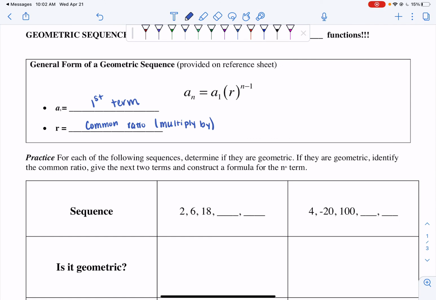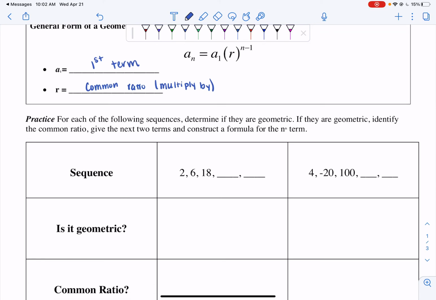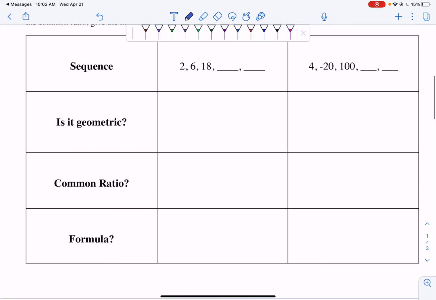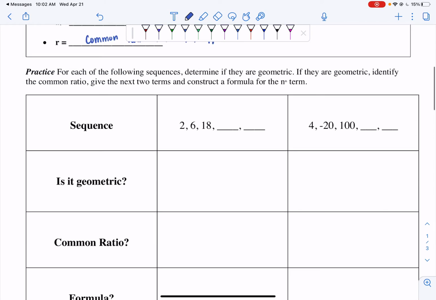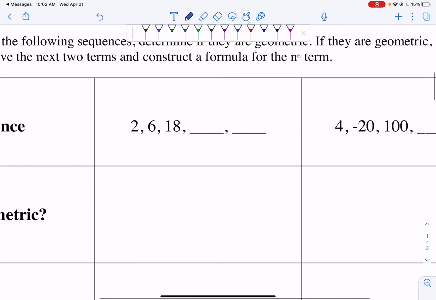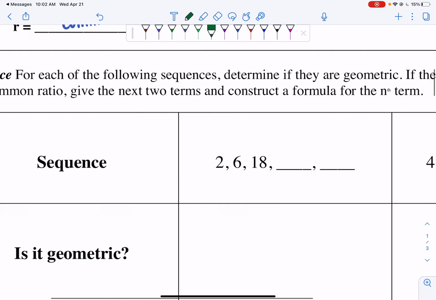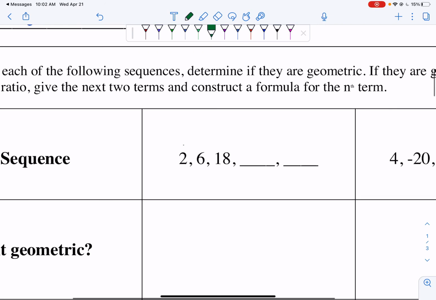So if we look at these two examples, we're given two sequences and we want to find the next two terms. We want to figure out, is it geometric, what the common ratio is, and our formula. So if we look at the first sequence, we have 2, 6, 18. When I go from a 2 to a 6, I multiply by 3. When I go from 6 to 18, I multiply by 3. So I'm going to keep on multiplying by 3. What's 18 times 3? Very good, 54.